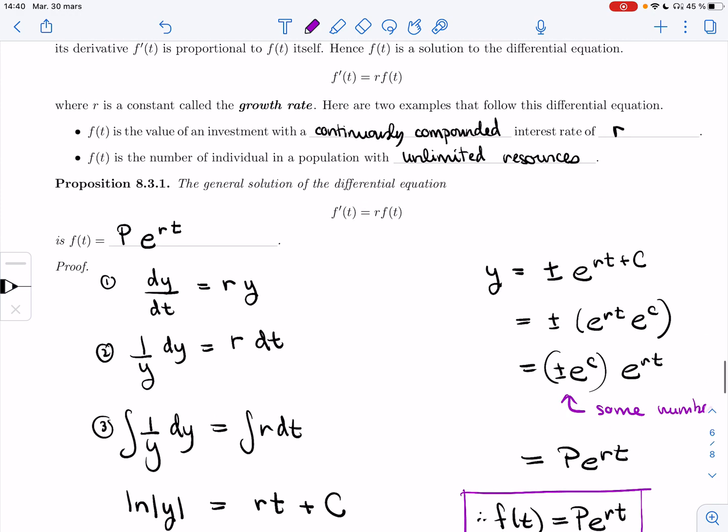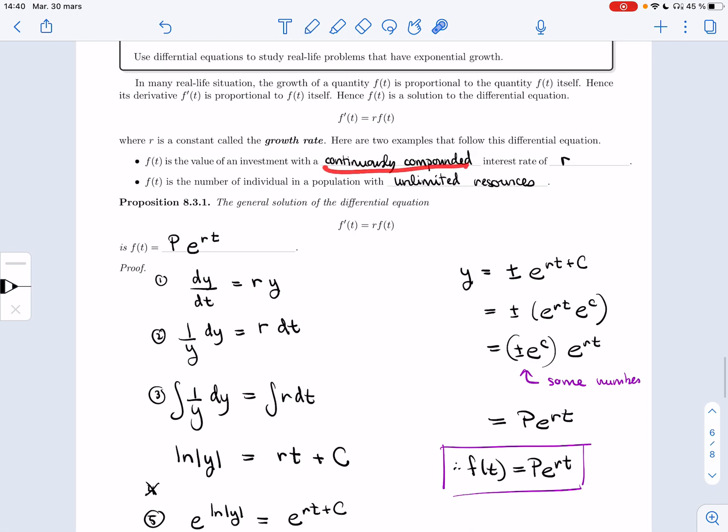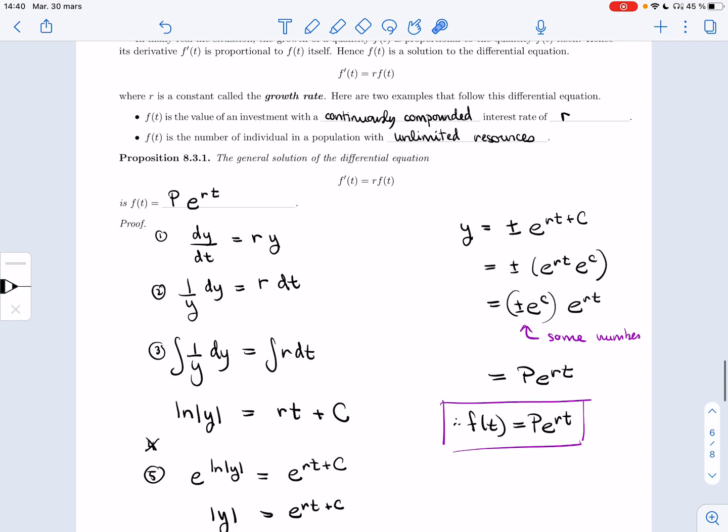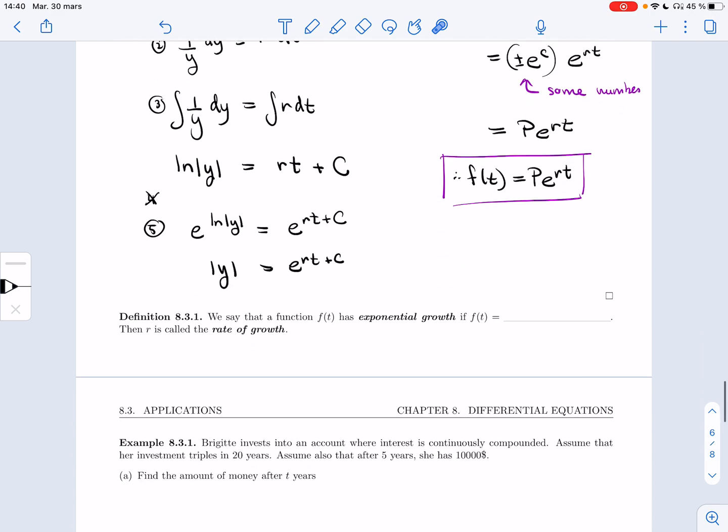This means that as soon as we're talking about continuously compounded interest, or the growth of a population with unlimited resources, we'll be using this model right here. We say that a function has exponential growth if f of t is PERT, and r is called the rate of growth. It's also called the interest rate in the specific case of continuously compounded interest.